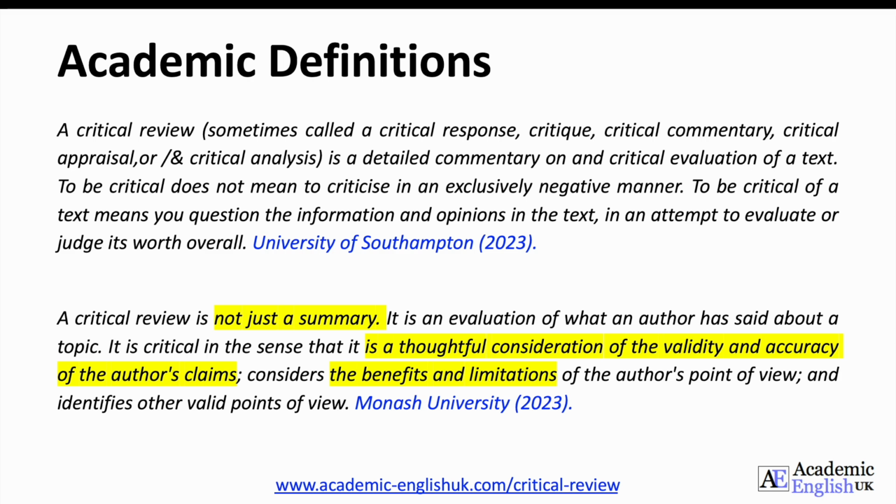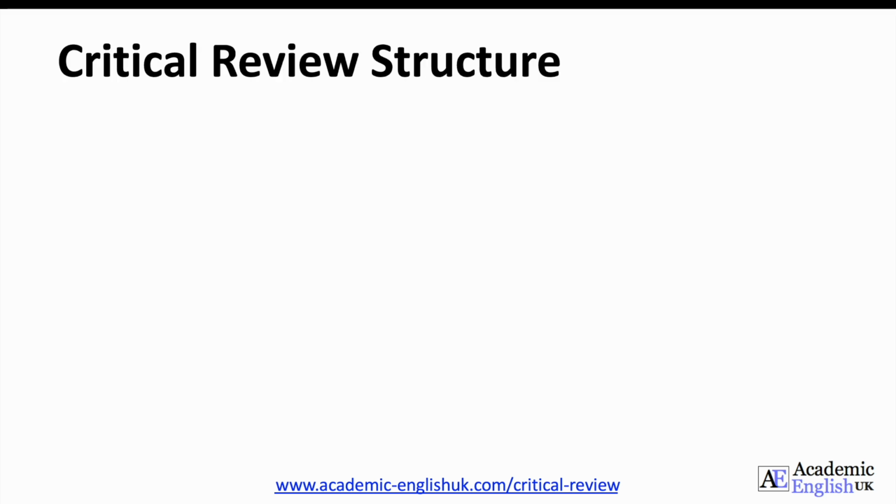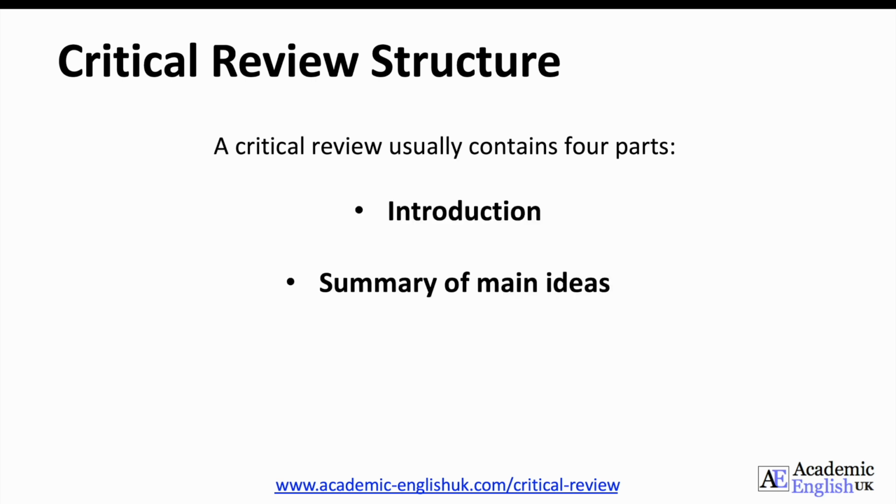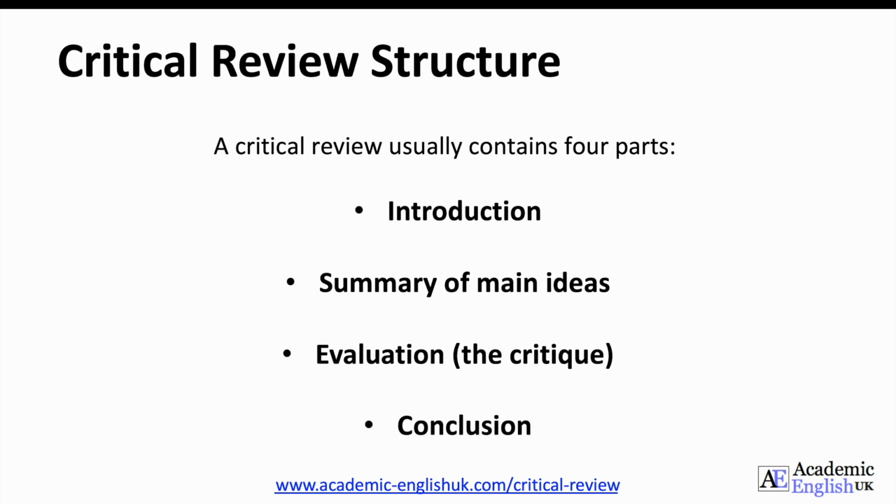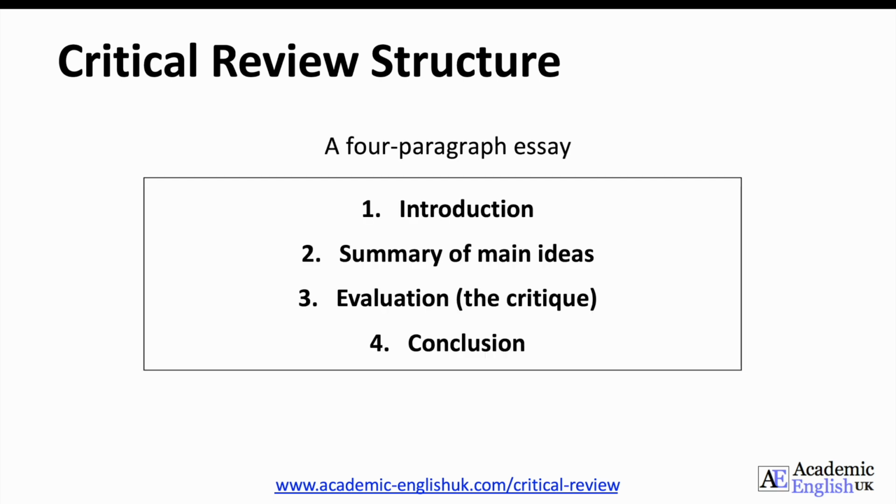So, now we have an idea of what it is, we can now look at a possible structure. Now there are many different ways to write a critical review, and this is just one way. A critical review should usually contain 4 parts. These are an introduction, a summary of the main ideas, an evaluation, and a conclusion. So for, say, a 500-word critical response, you could have a 4-paragraph essay with each of these as separate sections like this.